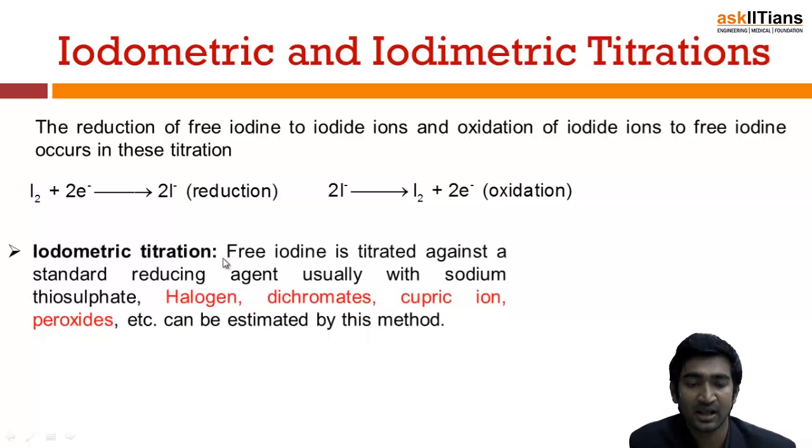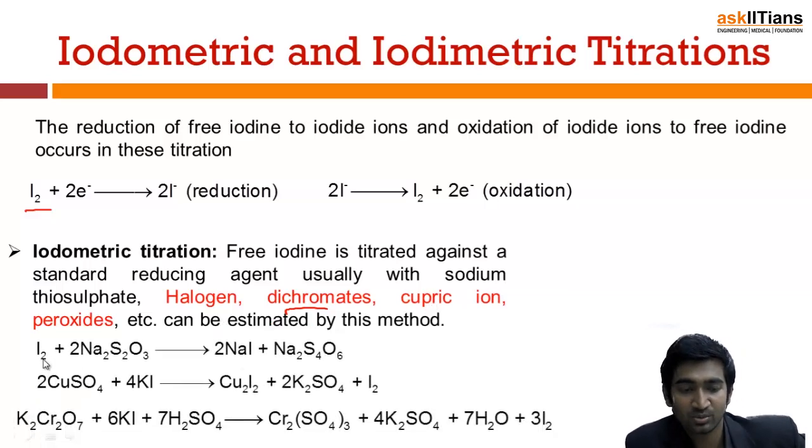So in iodometric titration, what happens? Your free iodine, I2, is titrated against a standard reducing agent like sodium thiosulfate. Halogens, dichromates, cupric ions and peroxides can be estimated by these methods. What happens is your I2 is added to Na2S2O3, the hypo solution, and it forms NaI, and when this reacts with KI, I2 is again released. So this is your iodometric part, and this is your iodimetric part.